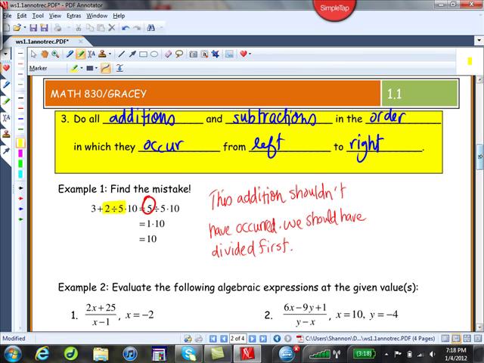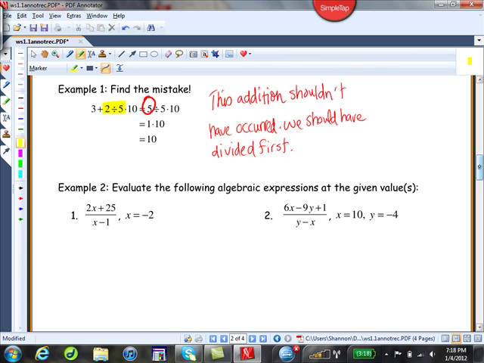All right, so second example here. We're evaluating the following algebraic expressions at the given values. All right, so here we go. Wherever we see an x in this expression, we're going to plug in a -2 and see what value this expression takes on when x is -2. So 2 times -2 plus 25 divided by -2 minus 1.